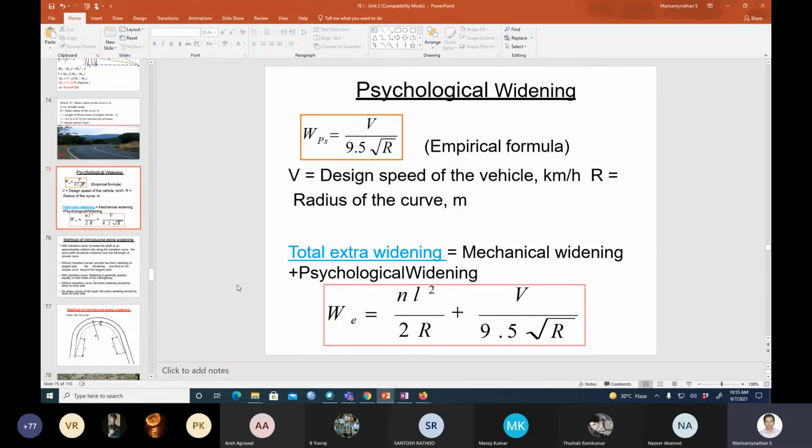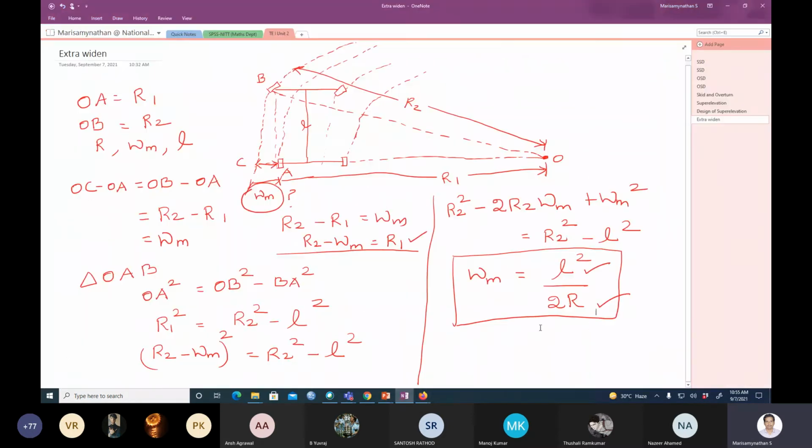Okay, so basically the equation we have derived is L square divided by 2R. That is for a single lane road. In case of a double lane road, 3-lane road or 4-lane road, the number of lanes should be accounted for. So that's what we have introduced N here. So N into L square divided by 2R. So in this equation, Wm is equal to N into L square divided by 2R.